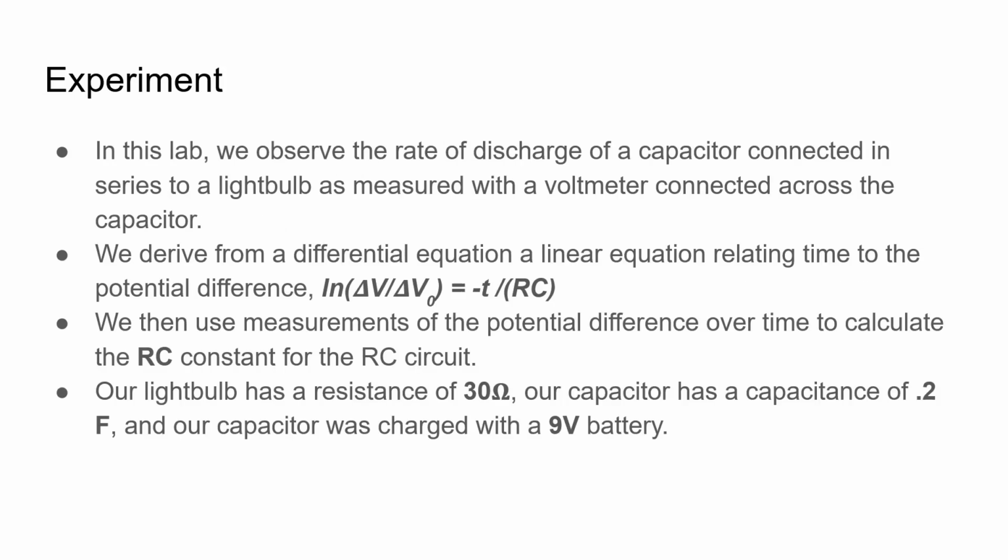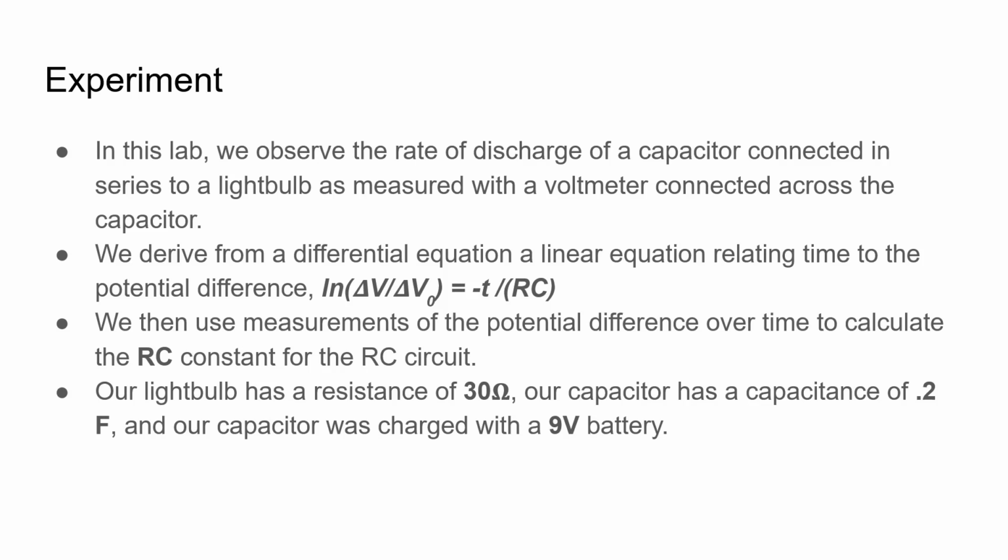So in this lab, we observe the rate of discharge of a capacitor connected in series to a light bulb, as measured by a voltmeter connected across the capacitor. We derive from a differential equation a linear equation relating time to the potential difference, which is the natural log of delta V over delta V naught equal to negative t over RC. We then use measurements of the potential difference over time to calculate the RC constant for the RC circuit.